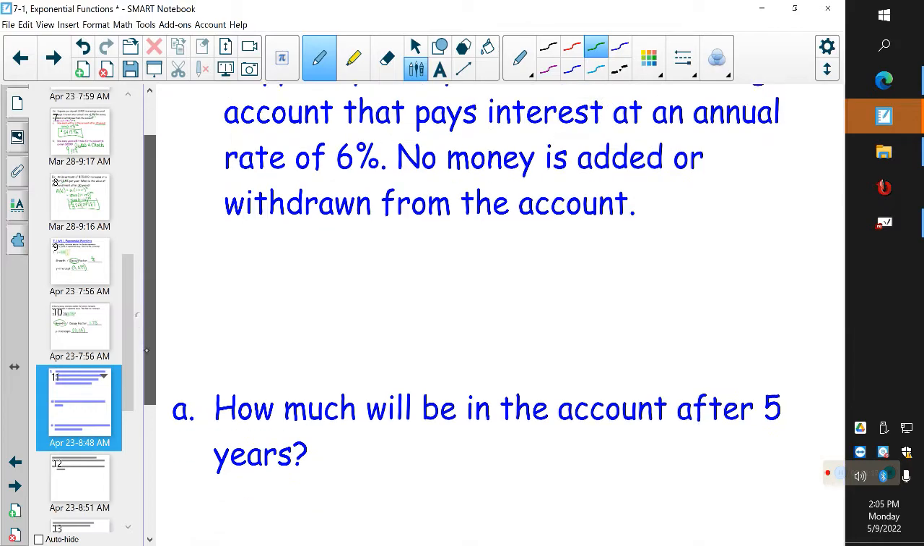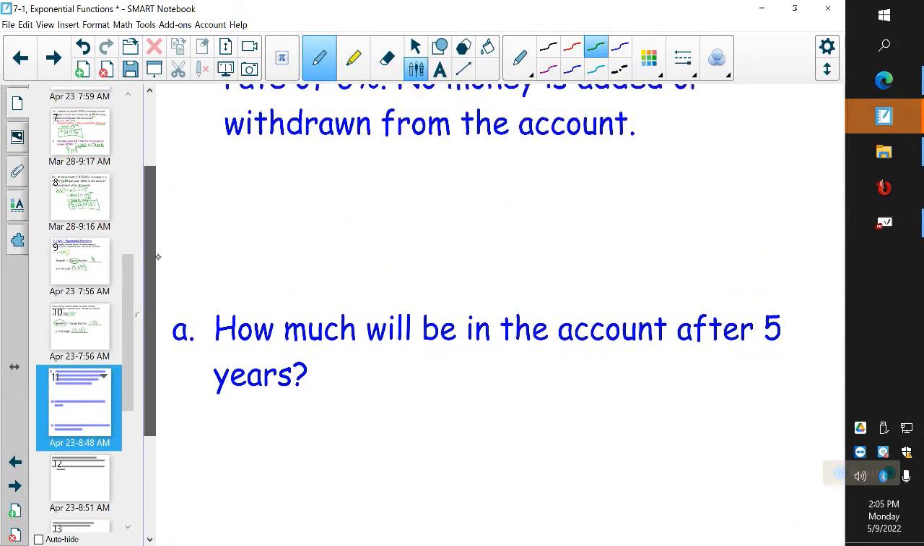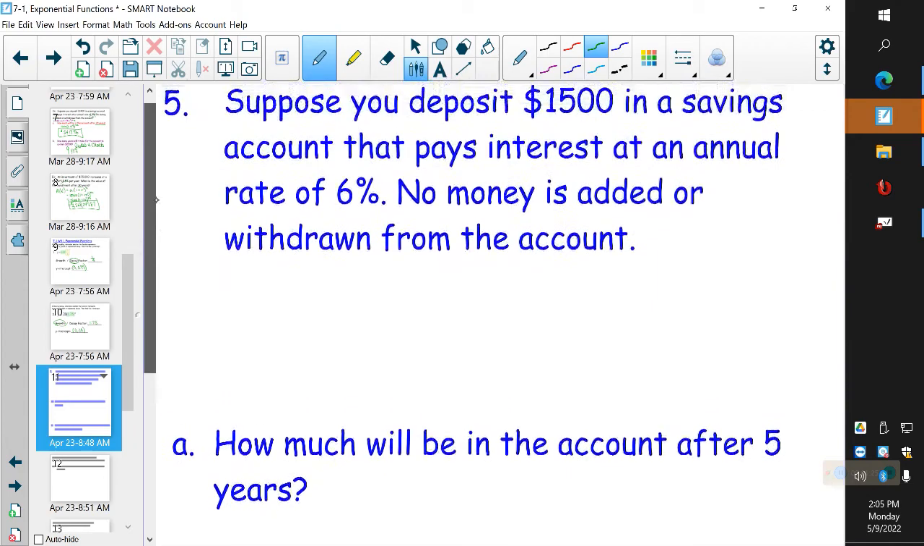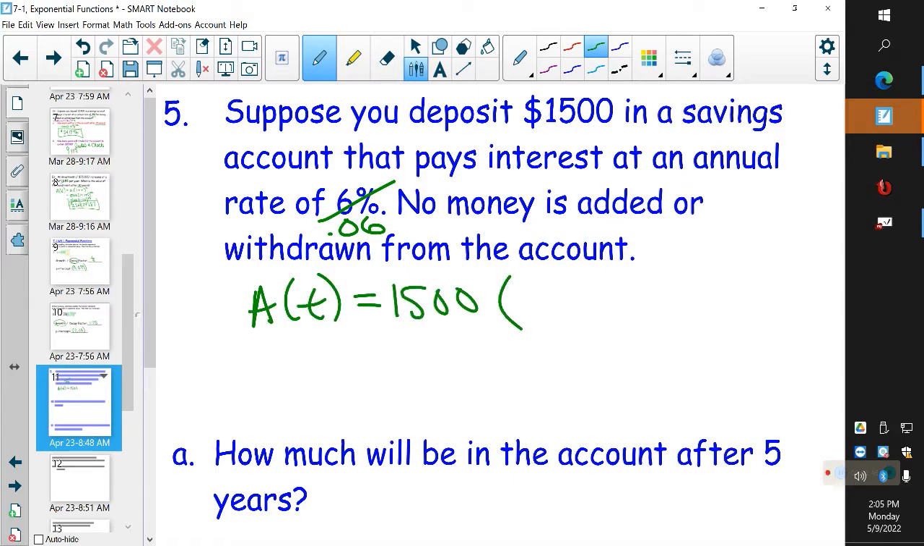There is A and B, I believe. Is there A, B, and C? Yes. Just A and B. Okay. So, is this letter A? Suppose you deposit $1,500 in a savings account that pays interest at an annual rate of 6%. What does the 6% mean? It's growth. 0.06, and it is growth, so A of t is equal to my A value, which is 1,500, times 1 plus 0.06 raised to the t.